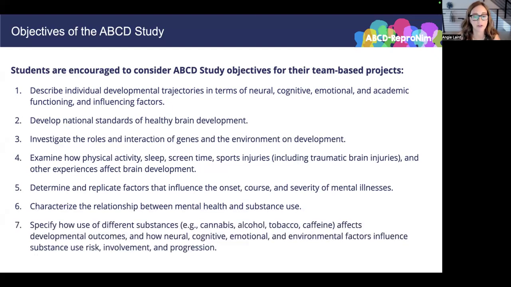And finally, the seventh goal of the ABCD study is to specify how the use of different substances, for example, cannabis, alcohol, tobacco, caffeine, affects developmental outcomes and how neural, cognitive, emotional, and environmental factors influence substance use risk, involvement, and progression.